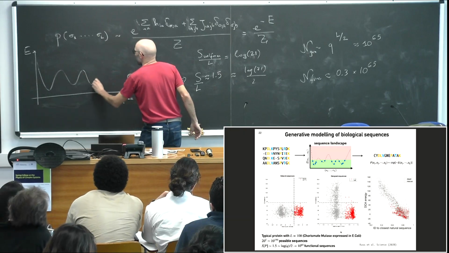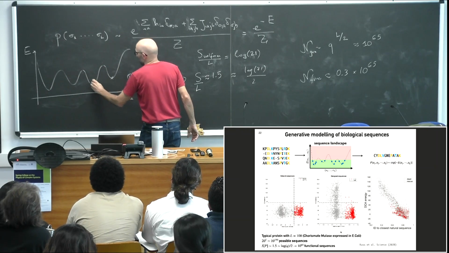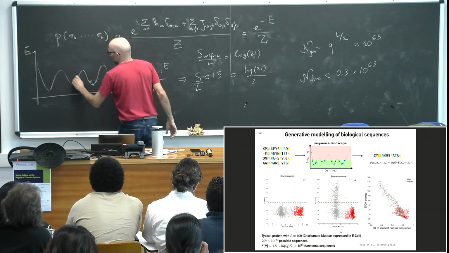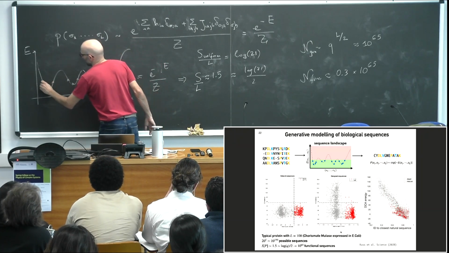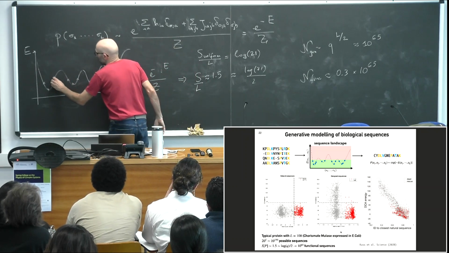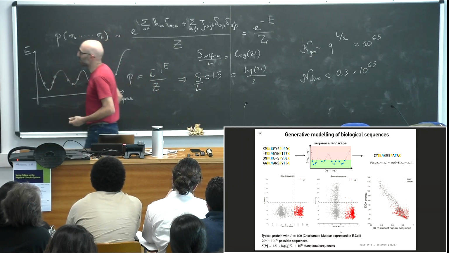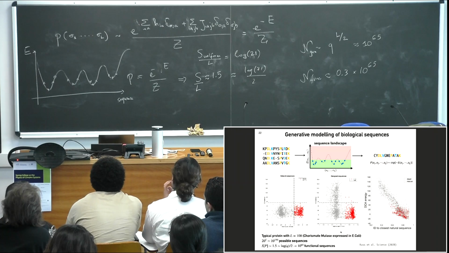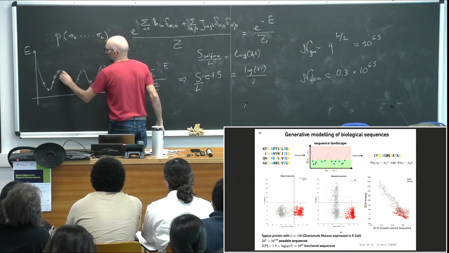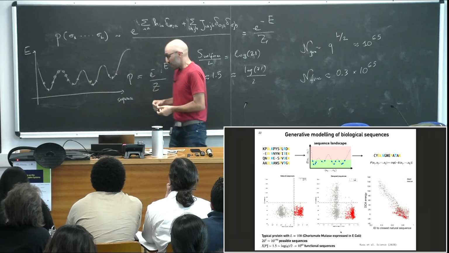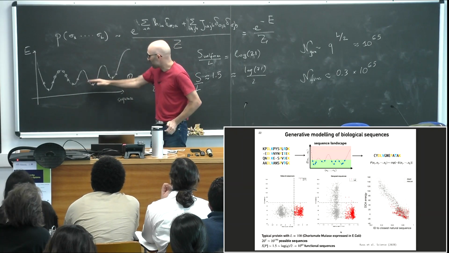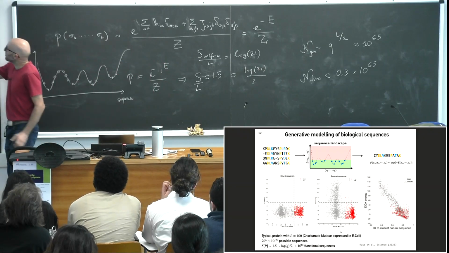But you really expect to have something like this, where the natural sequences are staying in the low energy part. And when you generate artificial sequences, the more you go far away from the natural sequences, the more the energy goes up. So if you move away from the natural sequences, you go up in energy, which is not surprising because the model is constructed to give low energy to the natural sequences.